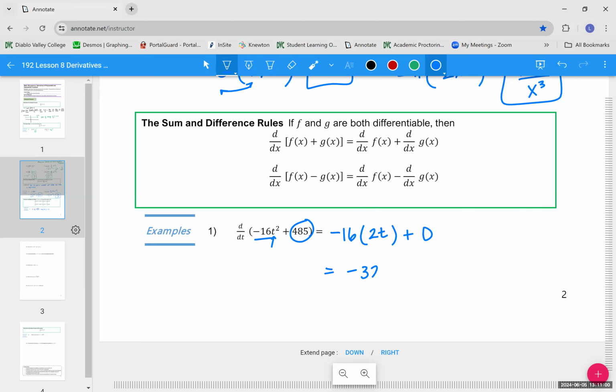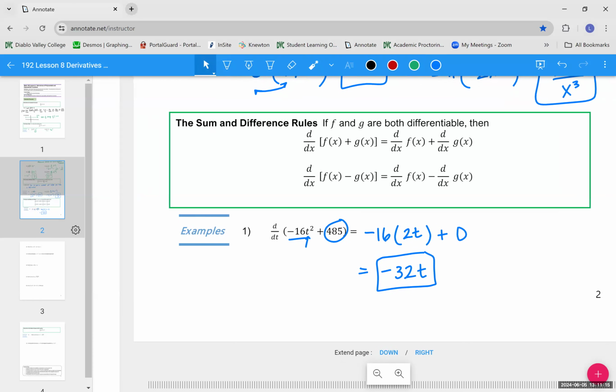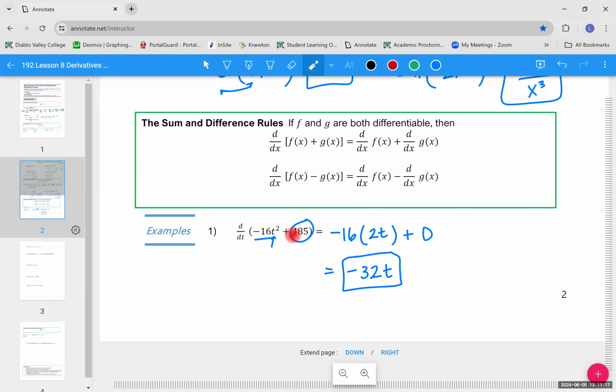So that gives us negative 32t. Now, you may or may not remember this, but this was our position function for an example that we did in lesson 7. And we went through and we found the derivative of this using limits. And we did, in fact, get this answer. So now we can do it with the shortcuts, which is really helpful. But you don't want to abandon your limit process because you are going to be tested on it.